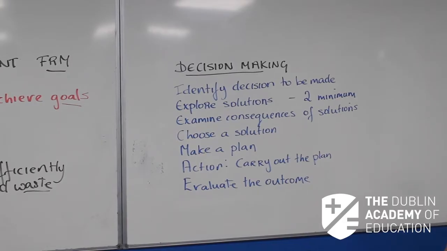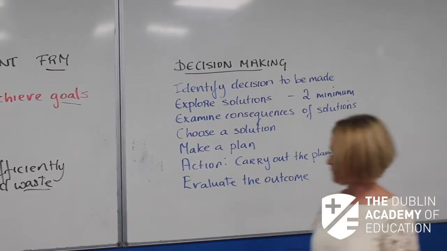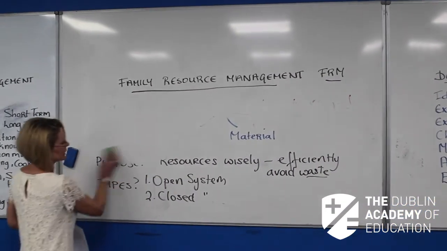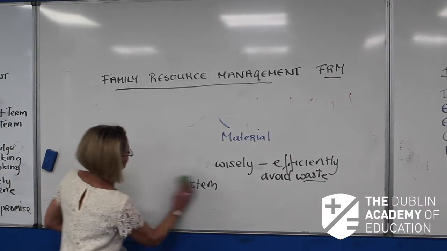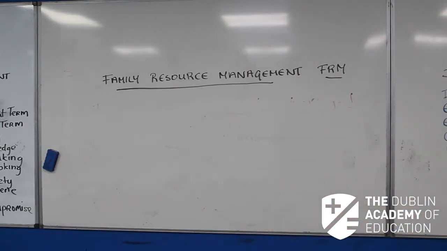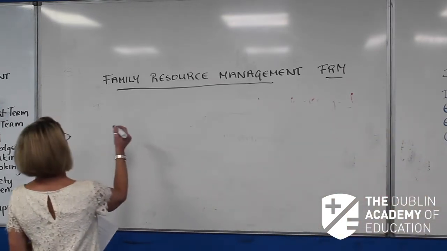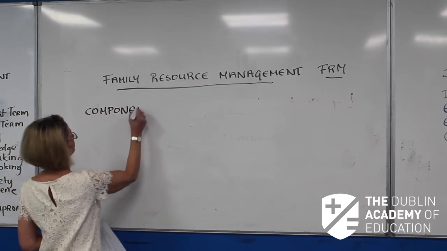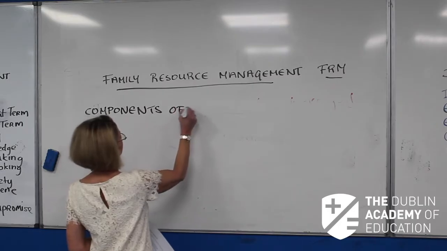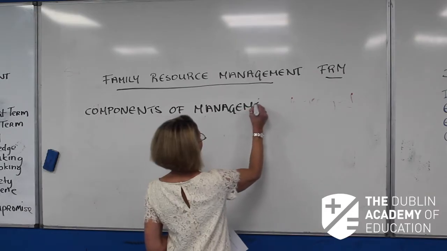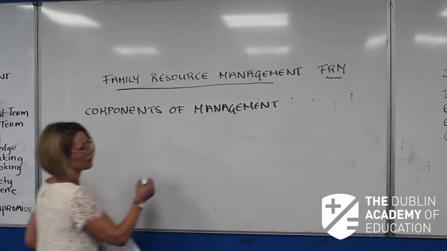So we need to go through, for the purposes of family resource management, 3 steps that are involved in decision making and planning. And I apologise, this is a little bit American in how it's done, but this is how we have to do it. So what we're looking at are what are called the components of management. And there are 3 components.